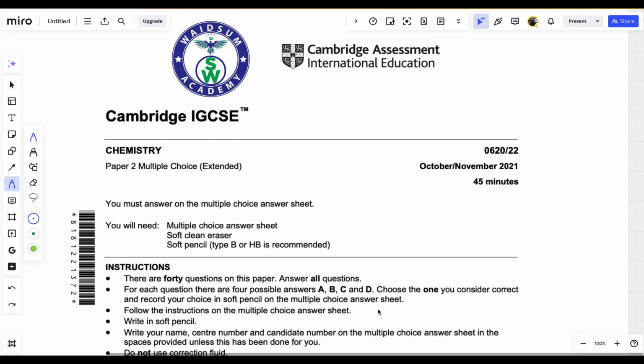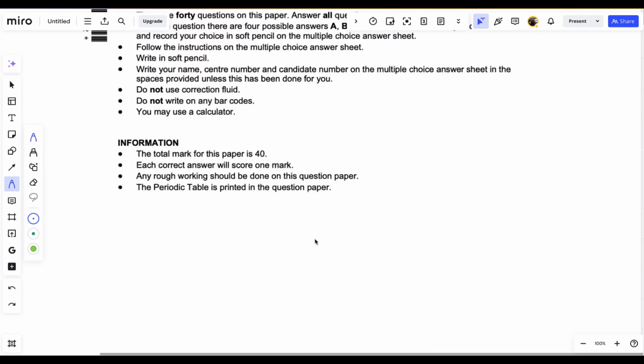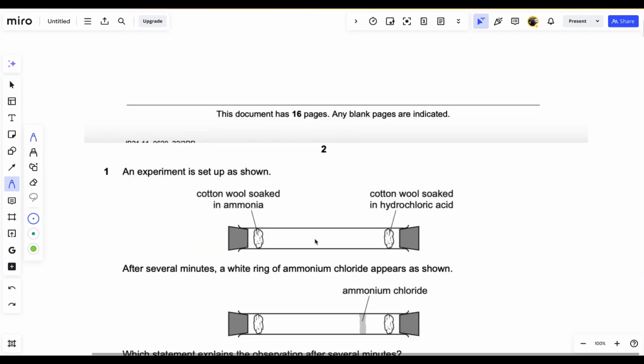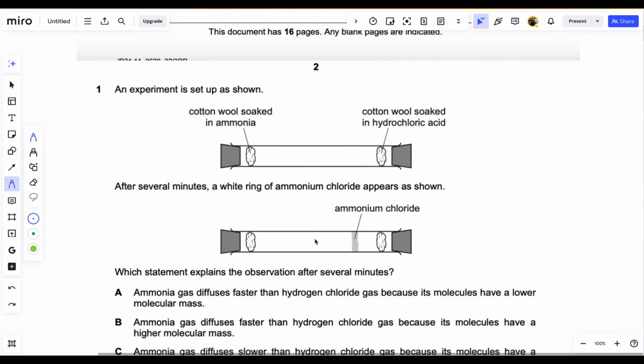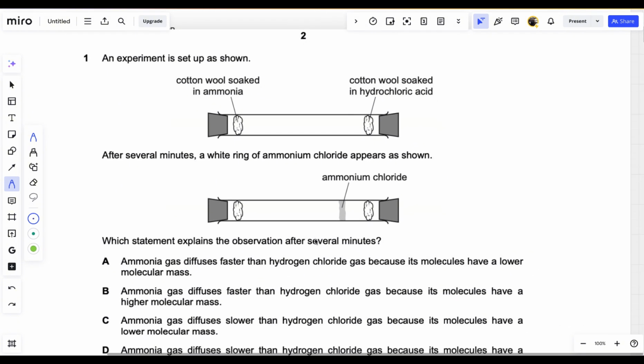IGCSE Chemistry, Paper 2, October/November 2021. We want to go through these questions as fast as we can, and we hope you will give us your listening ear. Let's go through the questions together.